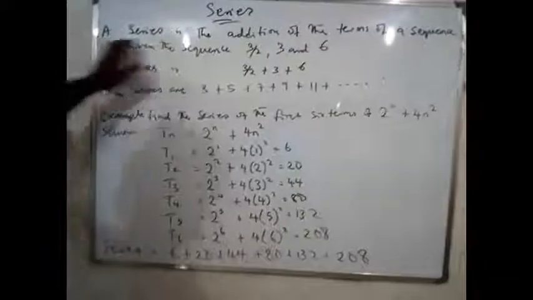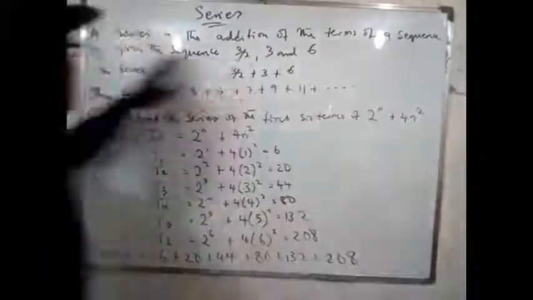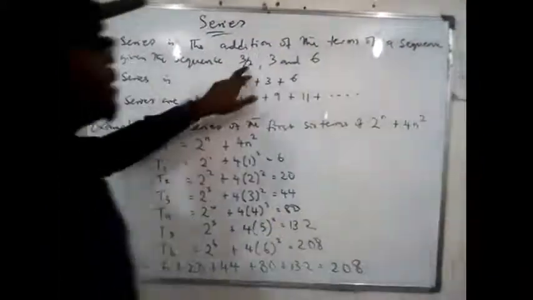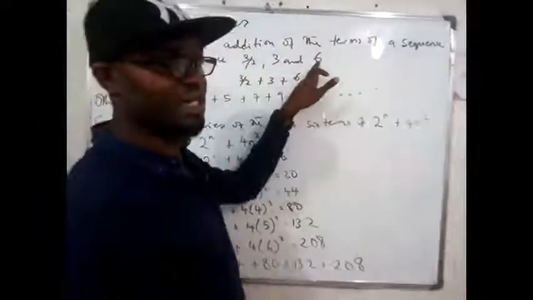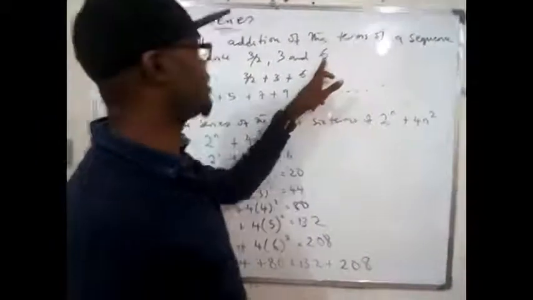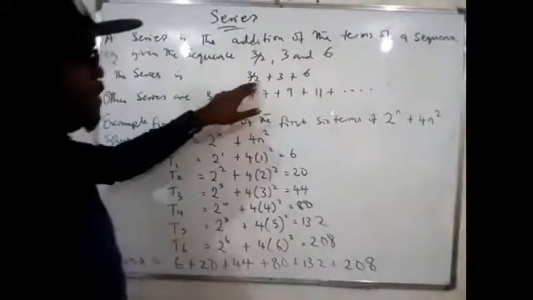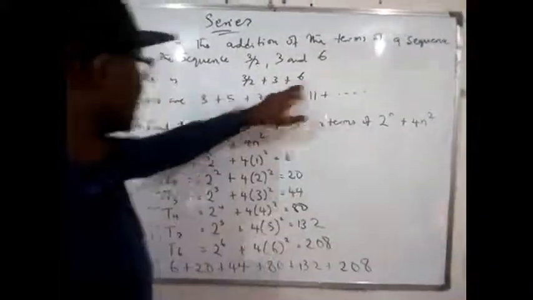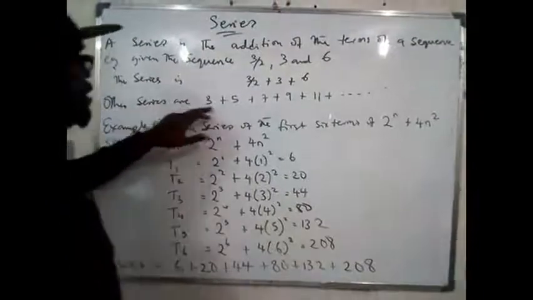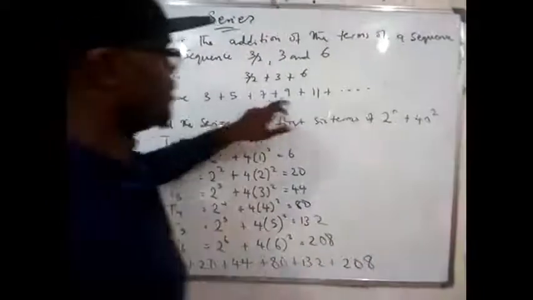Here we have a series is the addition of the terms of the sequence. Given the sequence 3 over 2, 3 and 6, these are the sequence we generated in the last class, isn't it? Yes, sir. You want to represent them in form of series, you simply say 3 over 2 plus 3 plus 6. Is that clear? Yes, sir. This is another series: 3 plus 5 plus 7 plus 9 plus 11.